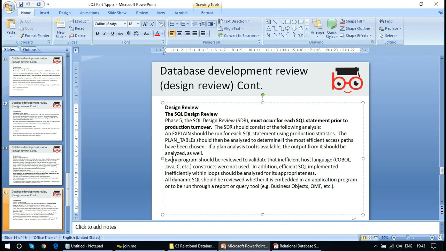Like this paragraph: every program should be reviewed to validate that inefficient host language constructs, COBOL, Java, etc., were not used. In addition, efficient SQL implemented inefficiently within the loops should be analyzed for its inappropriateness. All dynamic SQL should be reviewed, whether it is embedded in an application program or to be run through a report or query tool. So it's not only the case that the programming tool is inefficient, but even your logic of retrieving the data can also be inefficient.